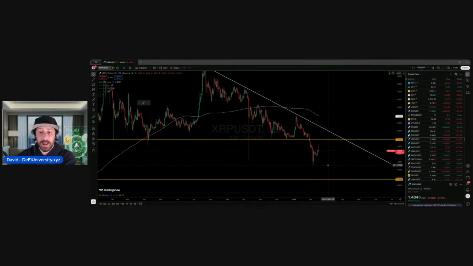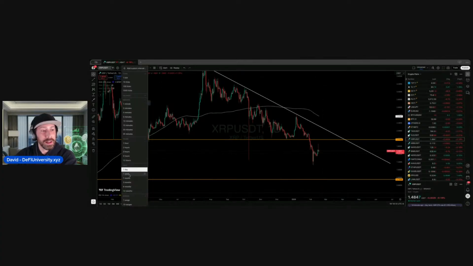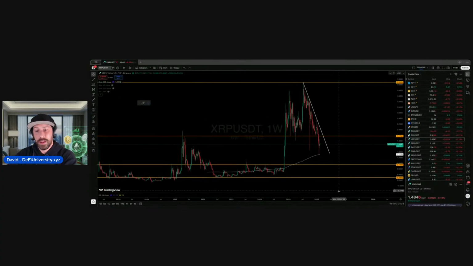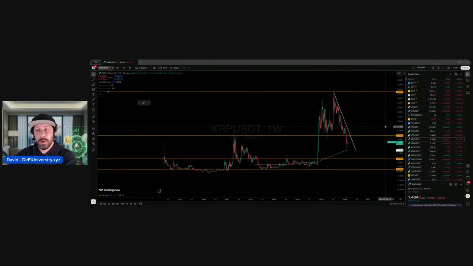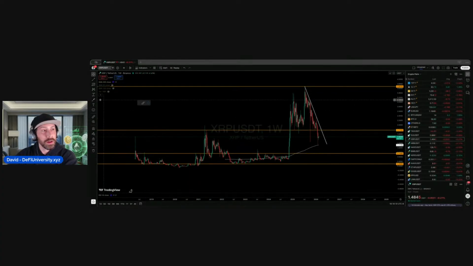And it looks like XRP could be about to just give it up because this candle wick tells me a ton of selling pressure up above $1.50. So a ton of selling pressure. And this is a daily. So if we actually zoom out from a daily to a weekly, let's just take a look, see what we see here.